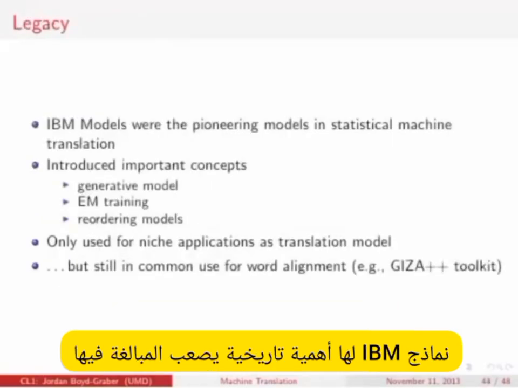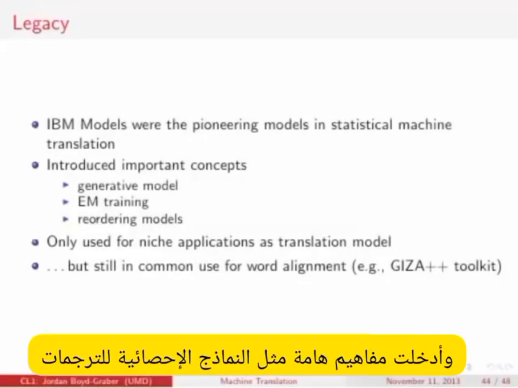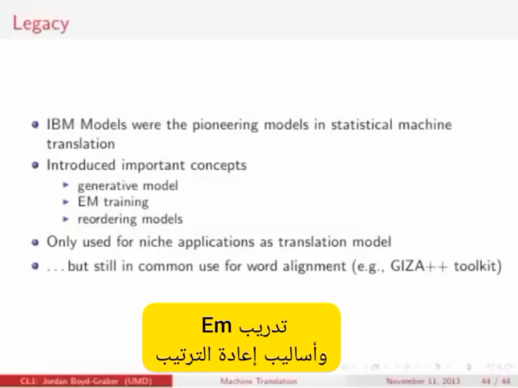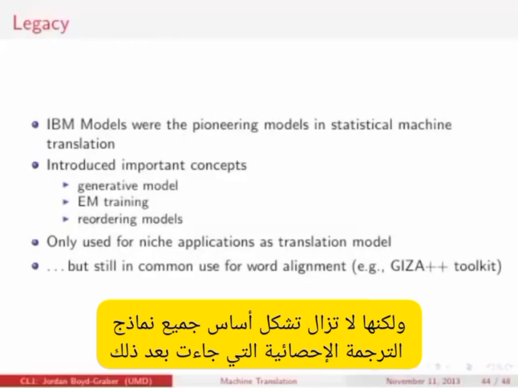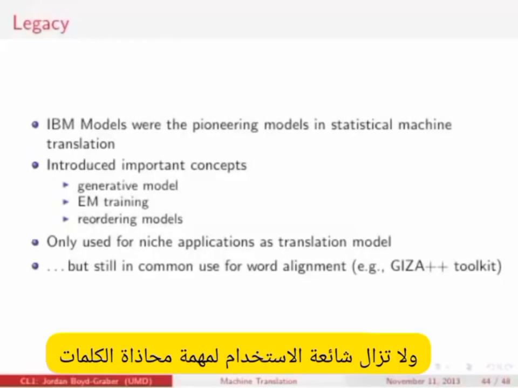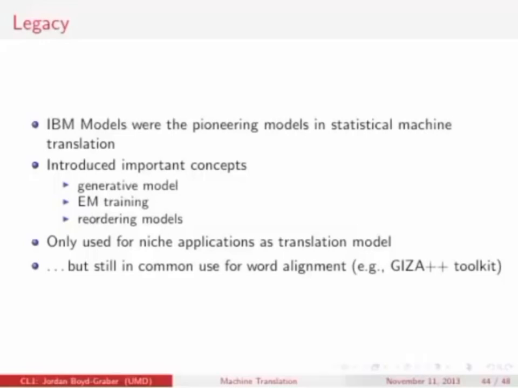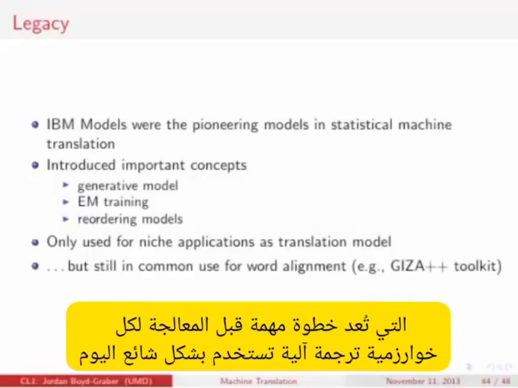IBM models have a historical importance that's hard to overstate. They introduced important concepts like statistical models of translation, generative models, EM training, and reordering methods. They're not used much anymore, but they still form the foundation of all of the statistical translation models that came after. And they're still in common use for the task of word alignment, which is an important pre-processing step for just about every machine translation algorithm that is used popularly today.